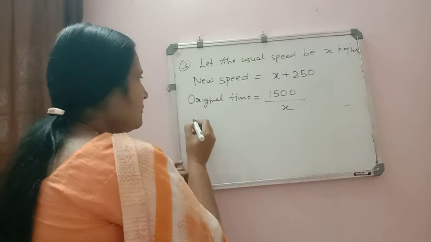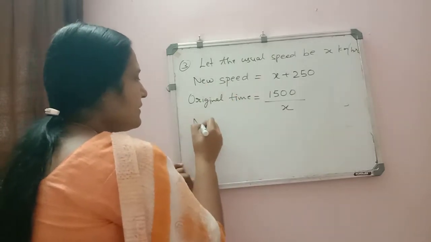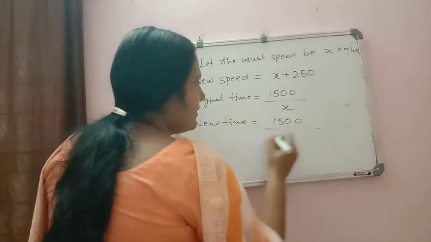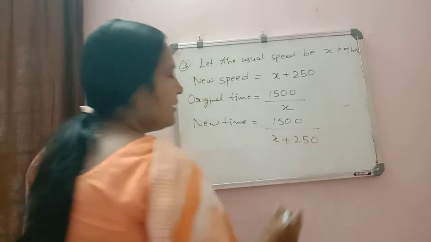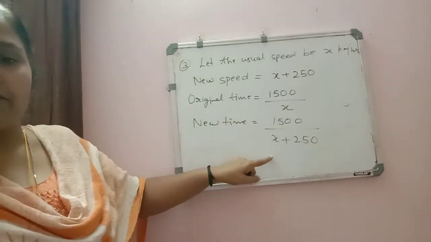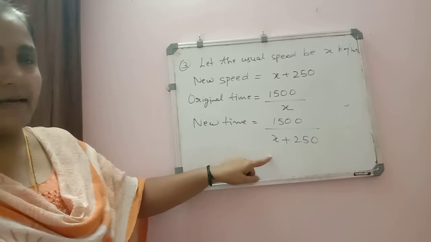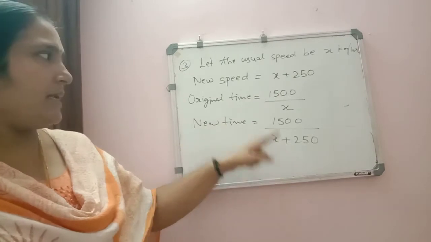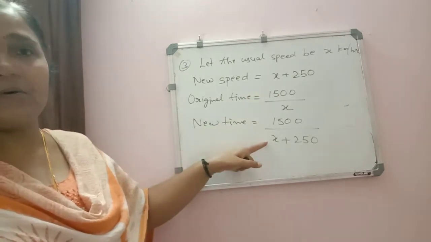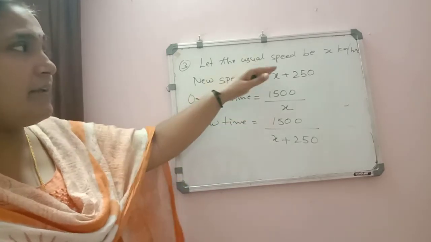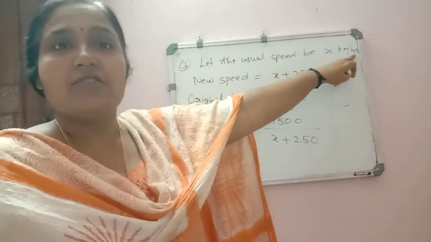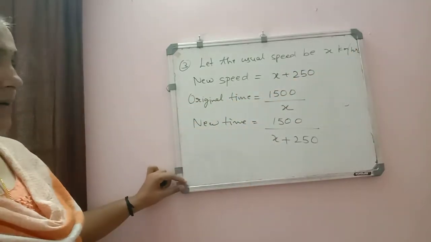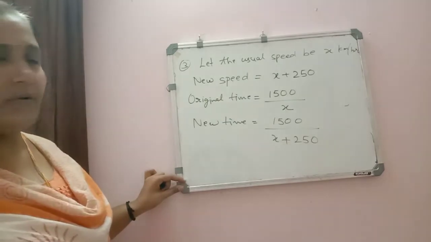Now, since due to the delay the plane has to increase the speed, we can write the new time. New time will be equal to 1500 by x plus 250. We increased the speed because we started 30 minutes later, so to cover that gap we increased the speed, meaning the difference in these two timings is equal to 30 minutes. And since we have taken speed in kilometer per hour, time should also be in hours, so we are going to convert 30 minutes into hours.